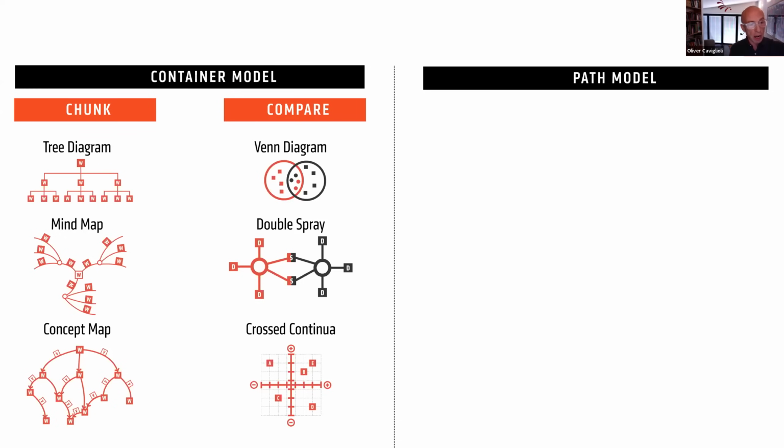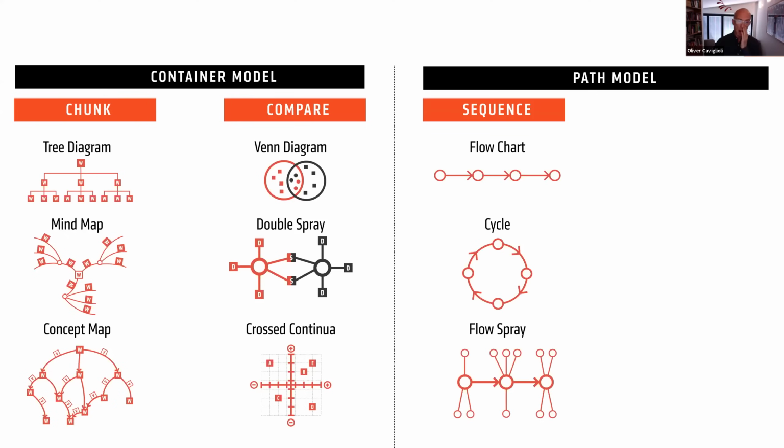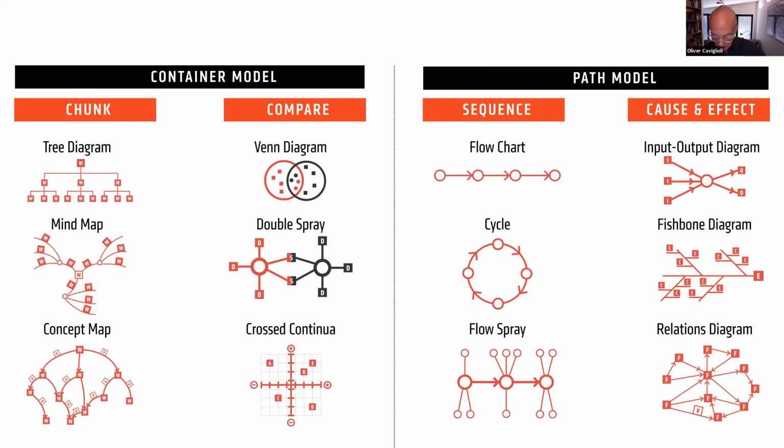So the tree diagram and the mind map both have a little container within a bigger container above it, within a bigger container. That's all it is. And then compare, you're in or you're out, and how are you in both camps? The path is, I'll talk a little bit about sequence and cause and effect.